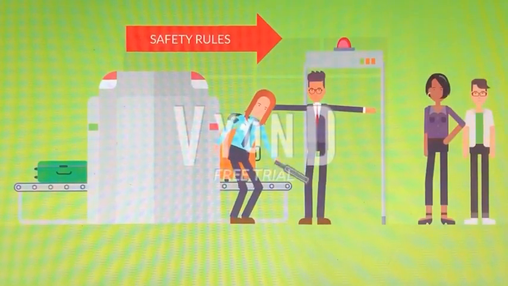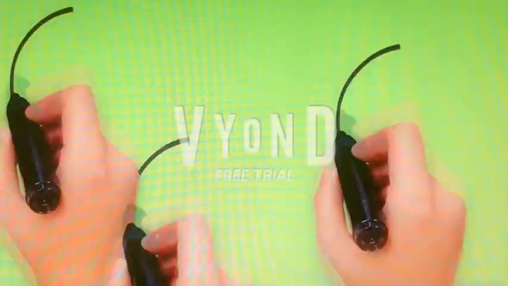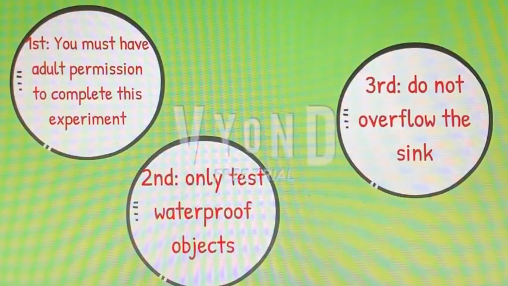First, here are the safety rules. First, you must have adult permission to complete this experiment. Second, only test waterproof items. Third, do not overflow the sink. Fill it about halfway.